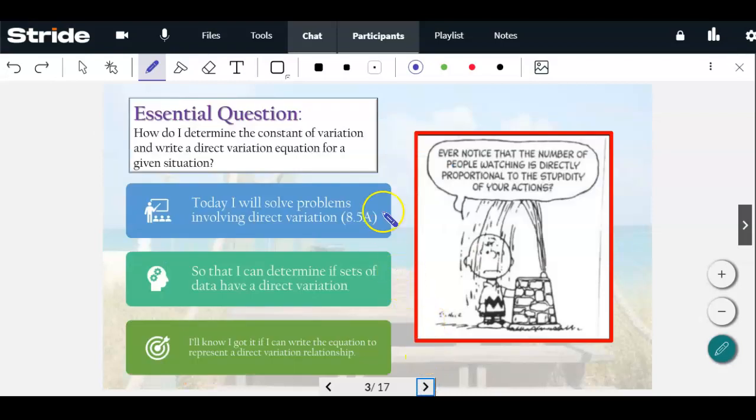All right, so in this lesson, today I will solve problems involving direct variation so that I can determine if sets of data have direct variation. I'll know I got it if I can write the equation to represent direct variation relationships. How do I determine the constant of variation and write a direct variation equation for a given situation?